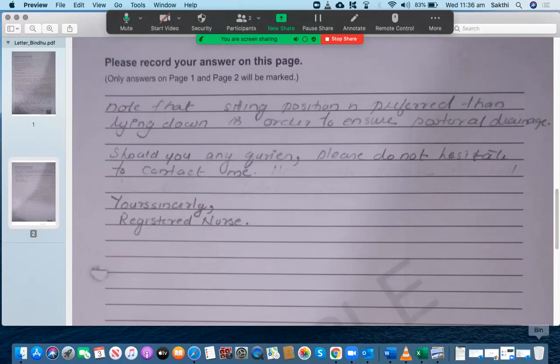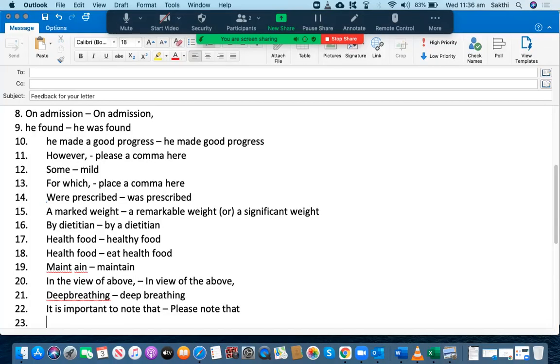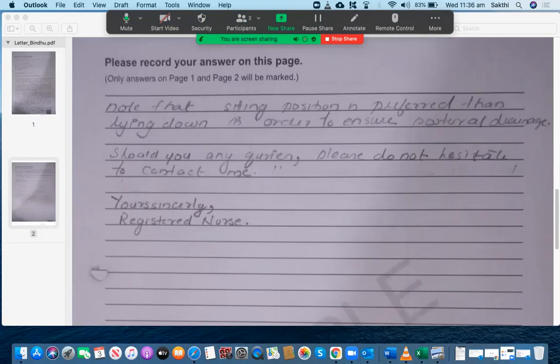Okay. And then preferred. Did I write preferred? Oh yeah, that's correct. Then lying down in order to ensure postural drainage. Yeah, that's all right.